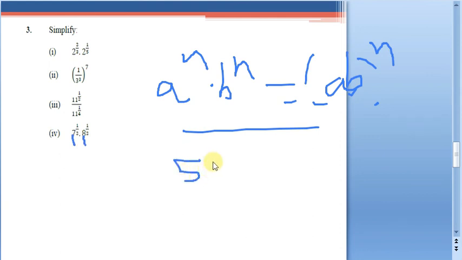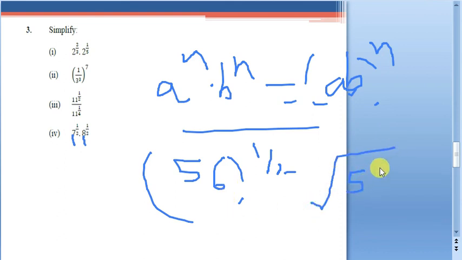What is 7 into 8? It is going to be 56. So 56 whole power 1 by 2. This is going to be your answer. Suppose you want to write it in the radicand form, how will you write it? As the square root of 56. Why? Because 56 power 1 by 2 is the same as the square root of 56. That is how we can solve these simplifications using our exponential laws.